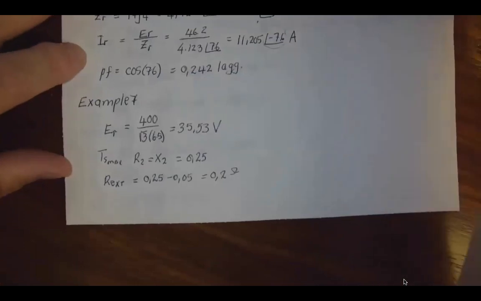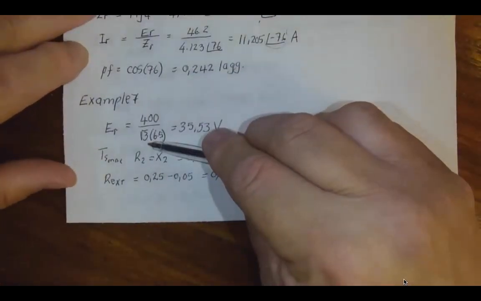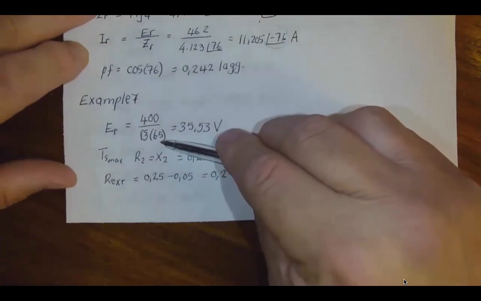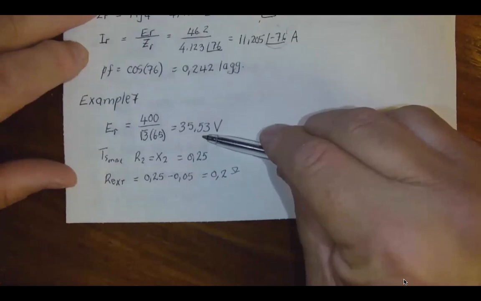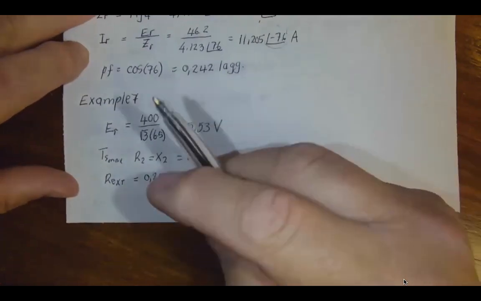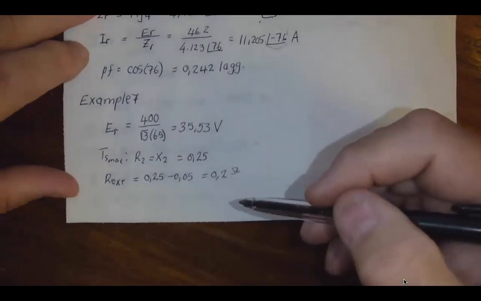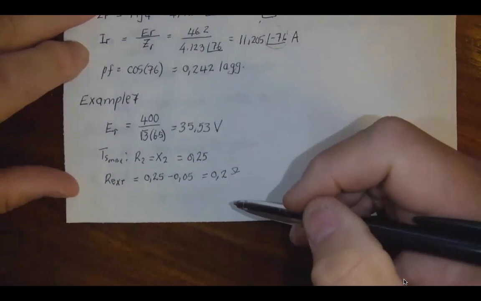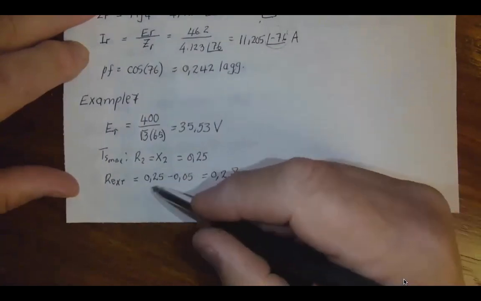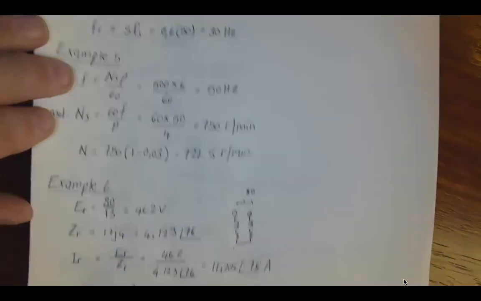So there we have 400 volts divided by square root 3 to get it per phase, and divide by KT gives us the rotor voltage, which is 35.53. So for maximum torque, the rotor resistance must be equal to the rotor reactance, which is 0.25. And then they want the external resistance, 0.25 minus 0.05, which is 0.2 ohms.